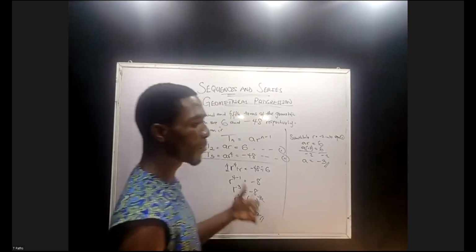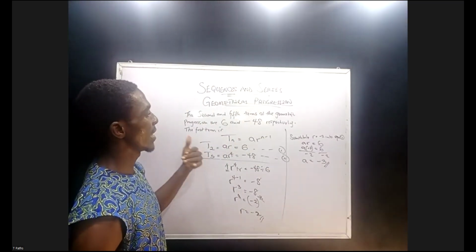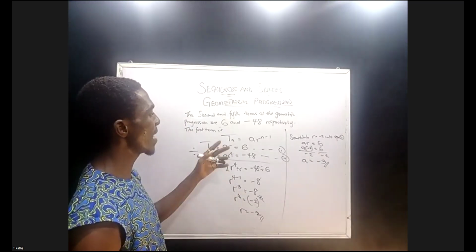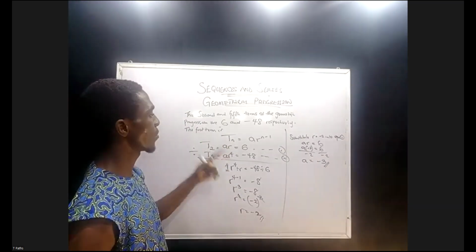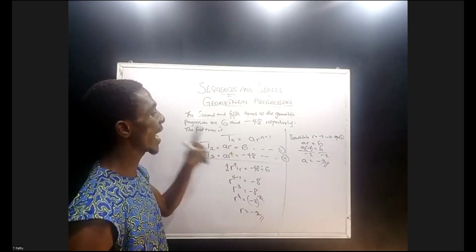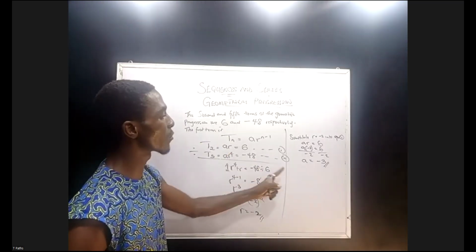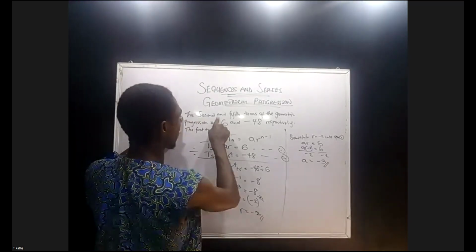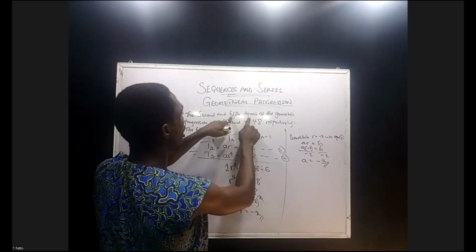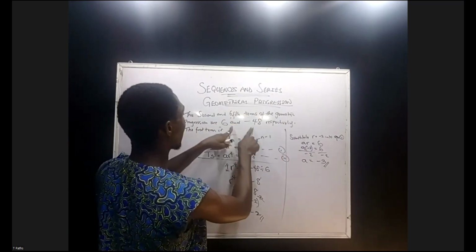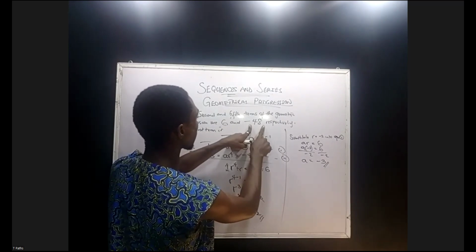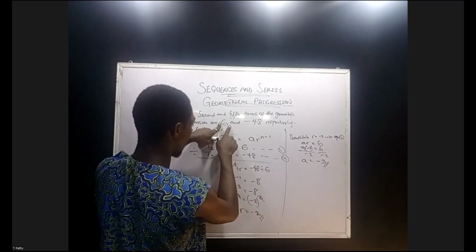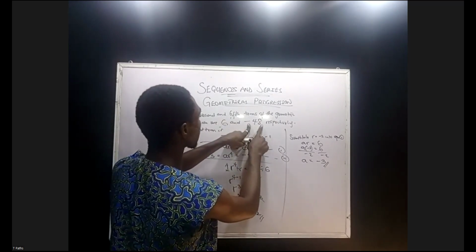A question was put on the board, and the question requests us to look for the first term. Now, finding the first term from this question, we have to solve it using the idea of simultaneous equations. The question says the second term and the fifth term of a geometric progression are given as 6 and minus 48. So that tells you that the second term takes the value 6 and the fifth term takes the value minus 48.